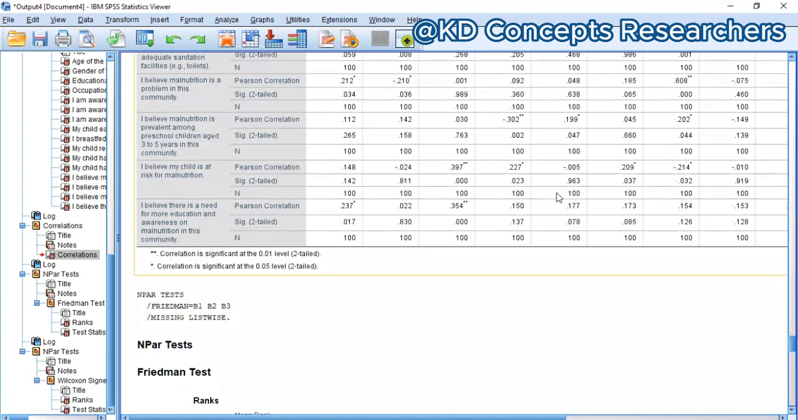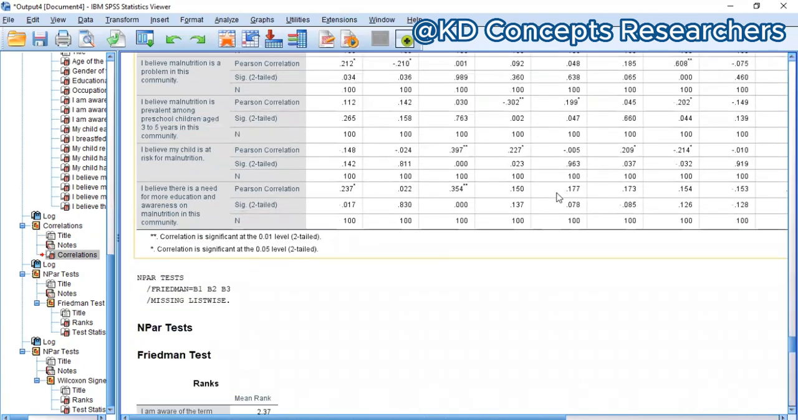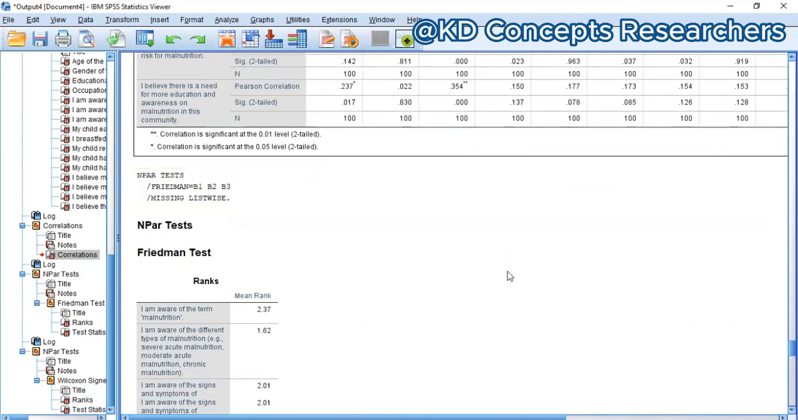Now, one may want to ask what is the difference between the 0.01 level and 0.05. In inferential statistics, when a test is significant at 5%, that is at alpha equal to 0.05, we say that it is significant. But when it is also significant at 0.01, we say that the test is highly significant. So 1% significance is higher than 5% significance in statistics. They are both significant, but 1% is said to be highly significant.